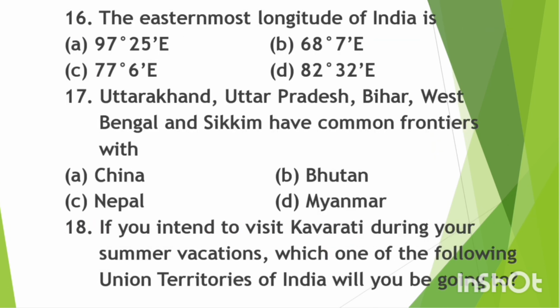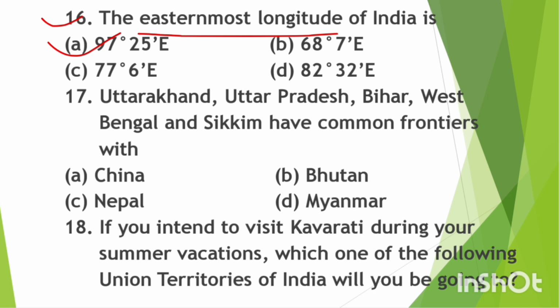Next question, question number 16. The easternmost longitude of India is option number A, 97 degree 25 minutes east, option number B, 68 degree 7 minutes east, option number C, 77 degree 6 minutes east, and option number D, 82 degree 32 minutes east. So answer for this question, option number A, 97 degree 25 minutes east.